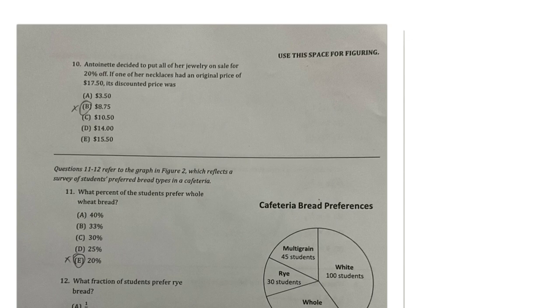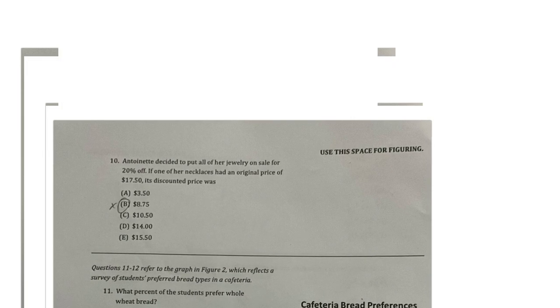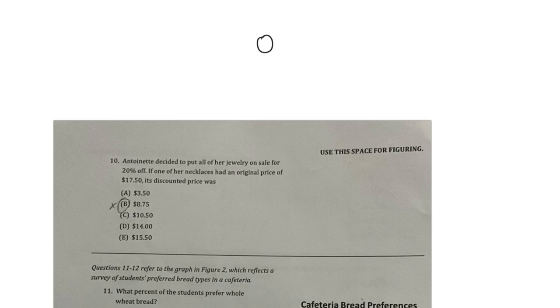Okay, Antoinette decided to put all of her jewelry on sale for 20% off. If one of her necklaces had an original price of $17.50, its discounted price was right. So I would say for discounts, adding tax on top of prices, things like that, I would use this formula right here.